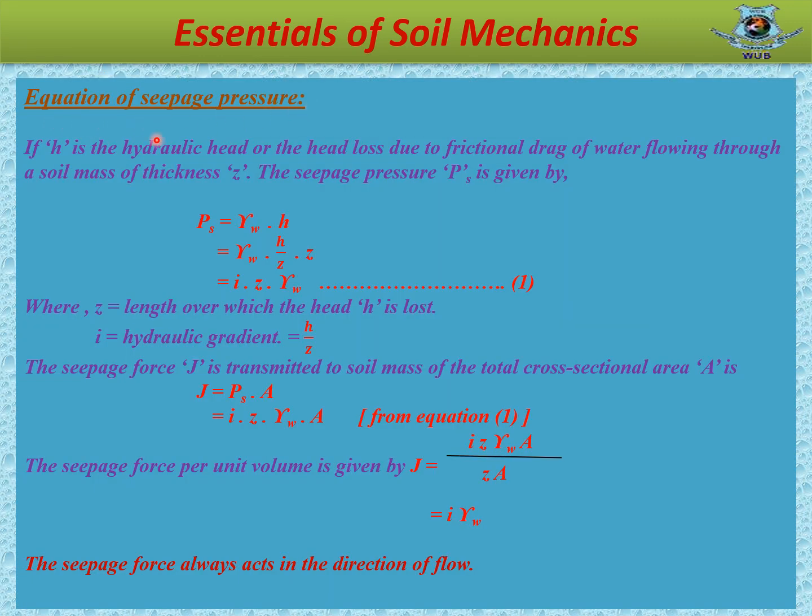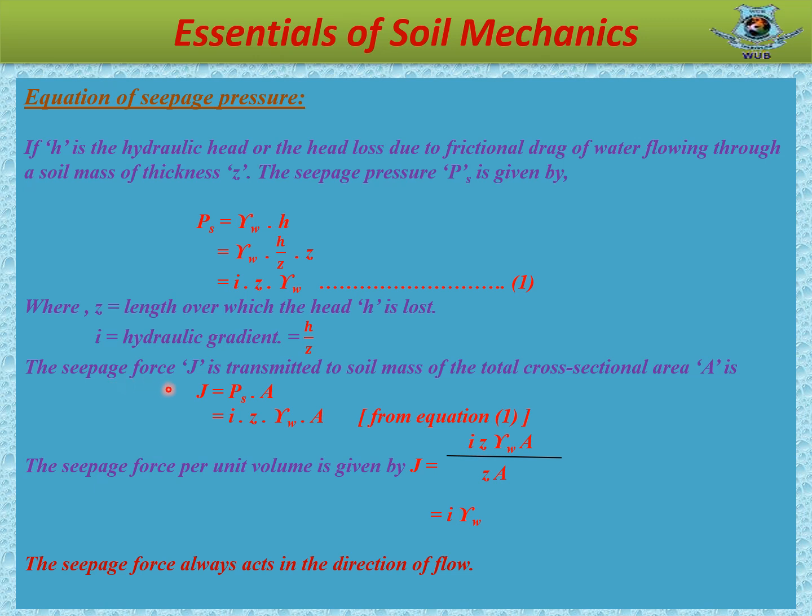Equation of seepage pressure. If H is the hydraulic head or the head loss due to frictional drag of water flowing through a soil mass of thickness Z, the seepage pressure Ps is given by Ps = γw H. We know water pressure P = γH. To convert H into hydraulic gradient i, Z has been divided and multiplied in the equation so that the value remains the same. If H/Z = hydraulic gradient i, so we can write Ps = i Z γw, where Z = length over which the head H is lost, and i = hydraulic gradient = H/Z.